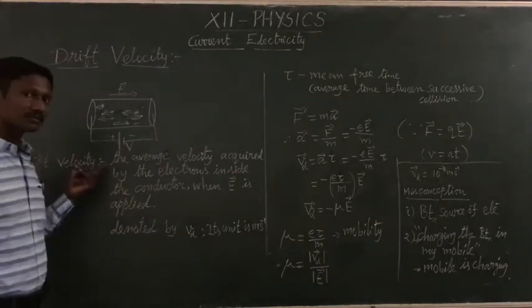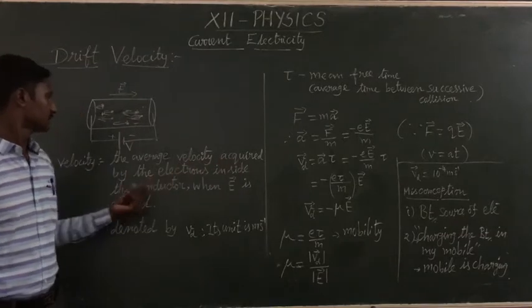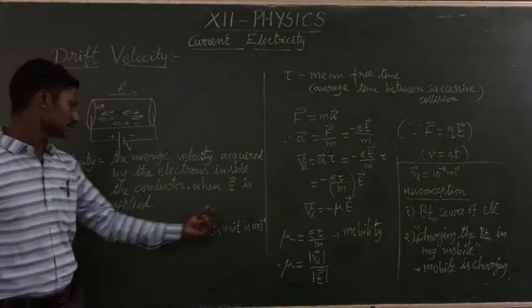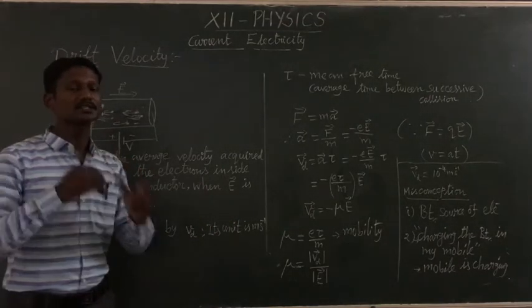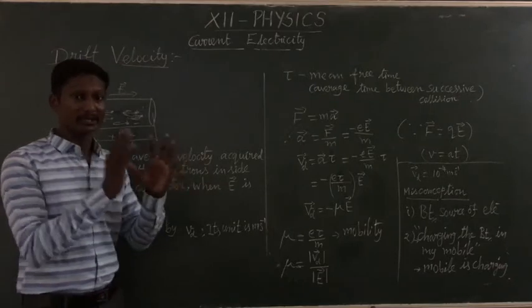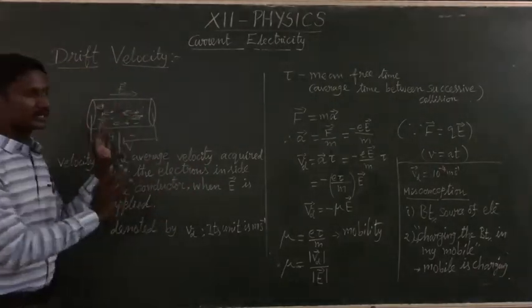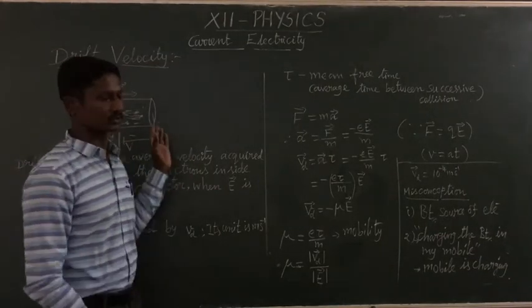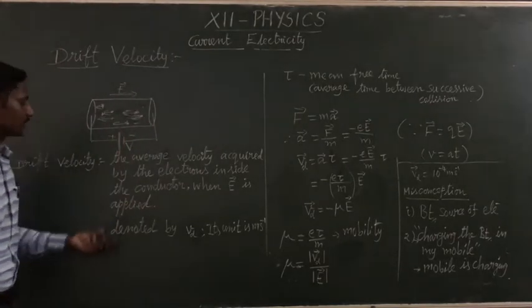Okay, the definition of drift velocity is the average velocity acquired by the electrons inside the conductor when an electric field is applied. When we apply an electric field, only then are the electrons moving in a particular direction. The total electrons are moving in the same direction. Therefore, the net current will be produced. So that is the reason for electric current.